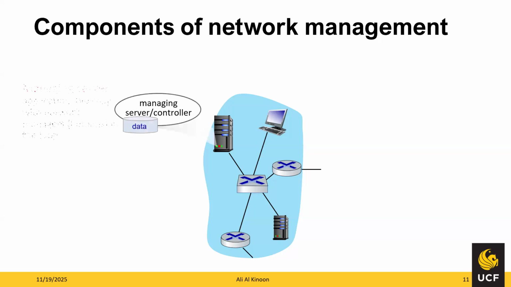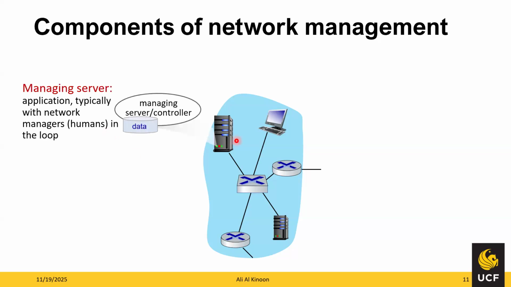So the first component that we would have is a managing server. The managing server is going to be the brain of the network management system. It runs software used by the network admins to monitor and configure devices. Humans stay in the loop through the server since all management actions flow through it. It also stores the main database, the Active Directory, that keeps any configuration information and any collected data.